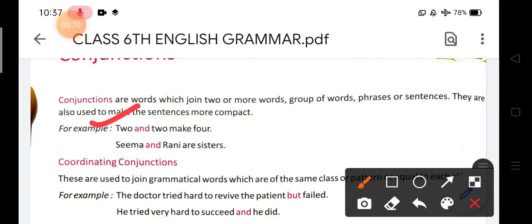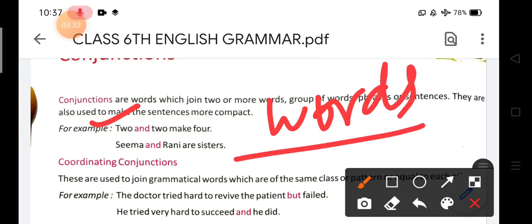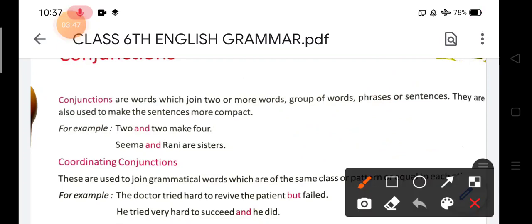You can say two and two make four. Over here you have seen that two and two are the two words that you are joining. So here you add kisko kar rahe hain? Words ko add kar rahe hain. Two and two make four. Okay, good. Next example you will see: Seema and Rani are sisters. So here two words joda ja raha hai. In this way you will see that conjunctions are the joining words because they always join two words or sentences or group of words or phrases.